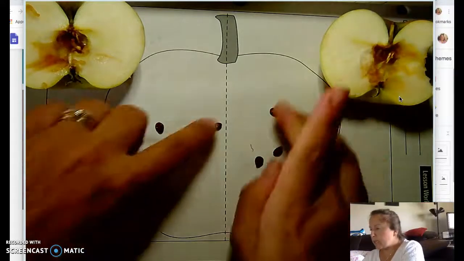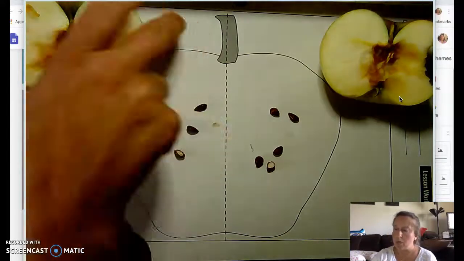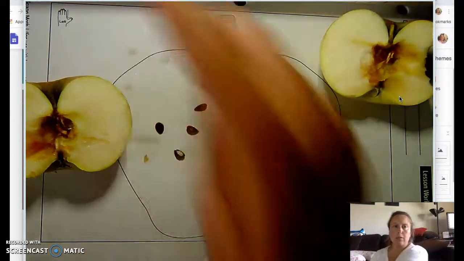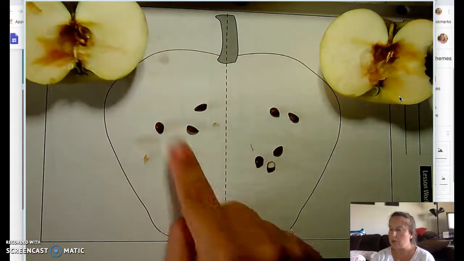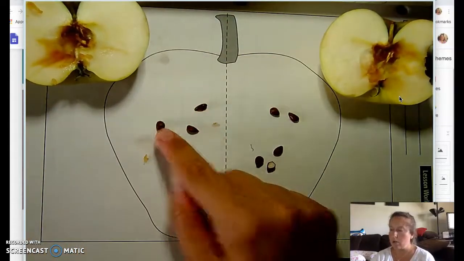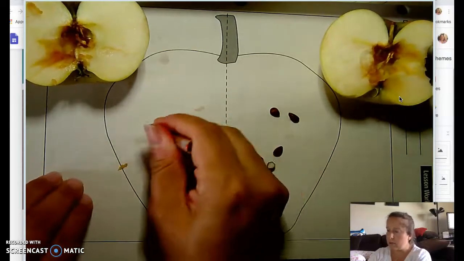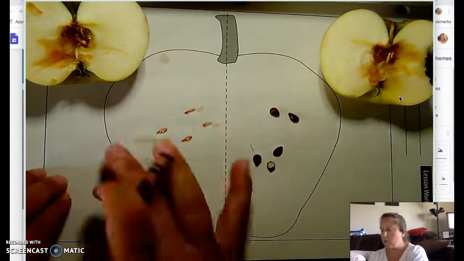So the first thing I'd like us to do is we're actually going to draw the amount of seeds that were in both halves of my apple. On this side of the paper, you can see a hand with the word left. This is your left hand. This is the left side of the apple. Can you count how many seeds there are? 1, 2, 3, 4. So I'm going to draw 4 seeds for the left side.